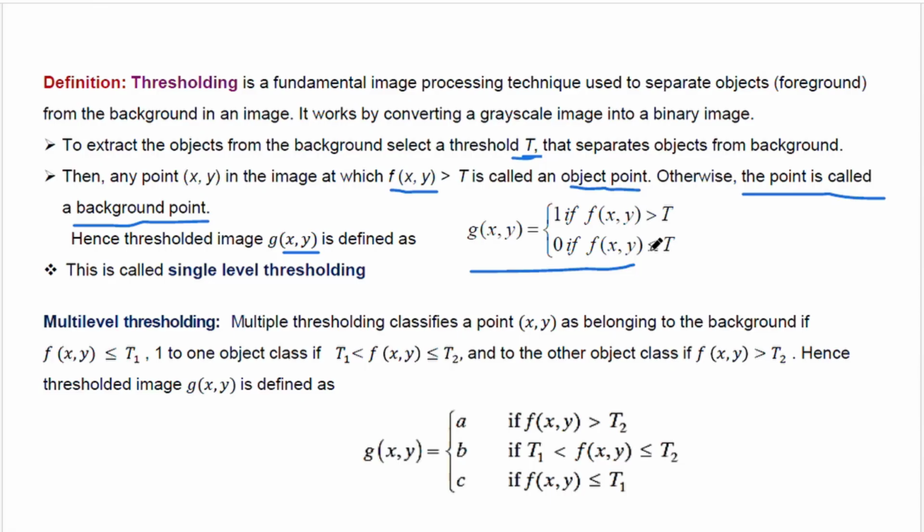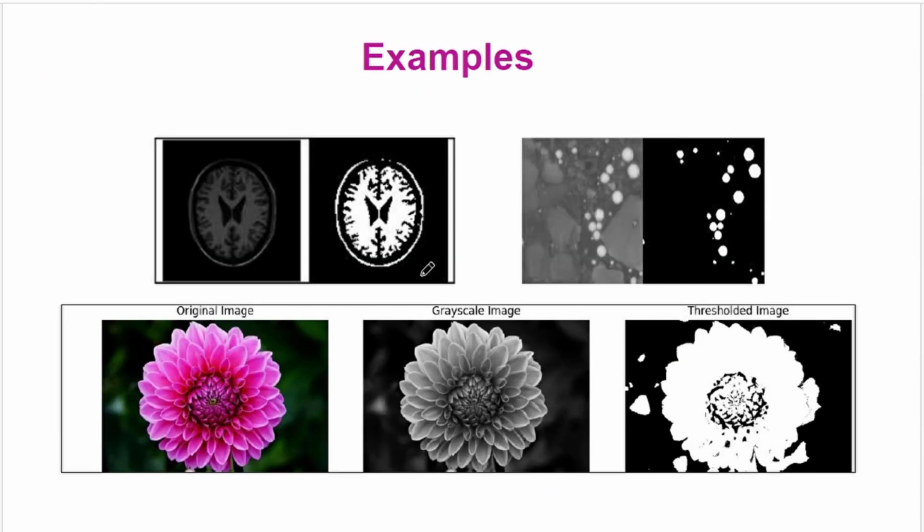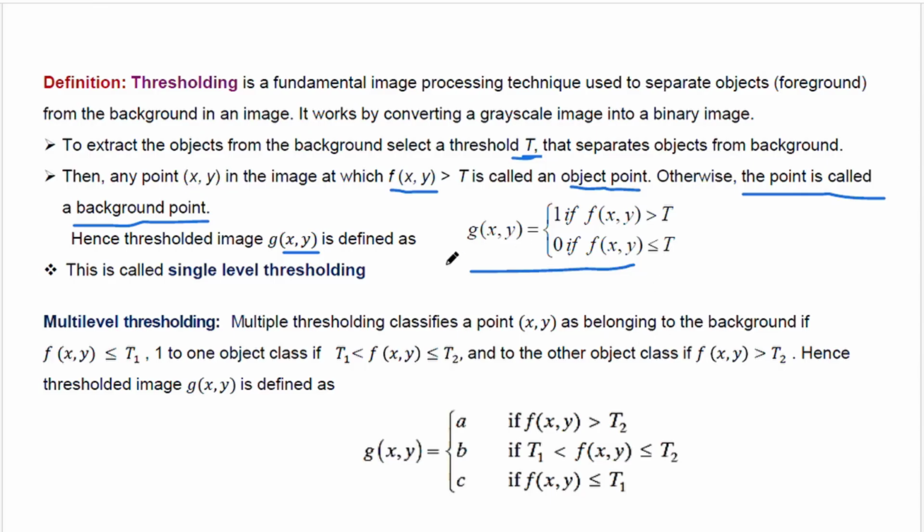Then if you observe, the image is simply in terms of zeros and ones, which is nothing but a binary image. If you consider a grayscale image like this, where there is black, gray, light gray, like that, now choose a threshold, then apply the threshold concept, and automatically you get the binary image. This is called single level thresholding because we have chosen only one T to separate object and background.